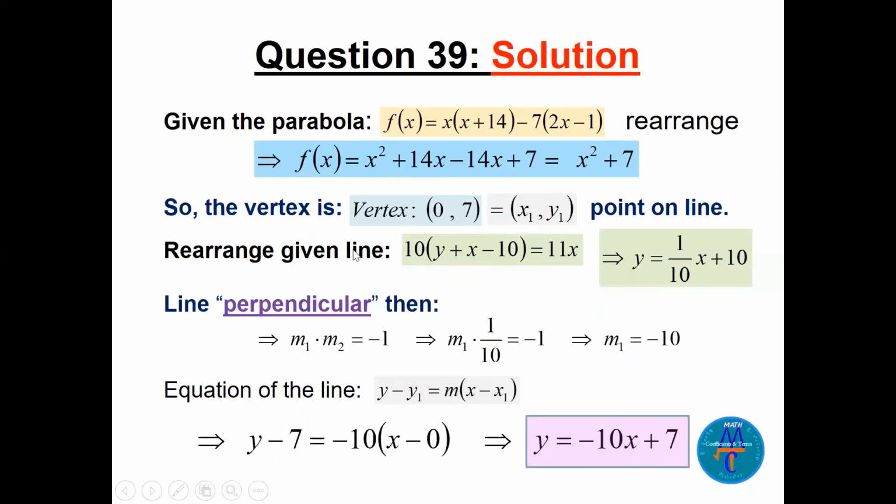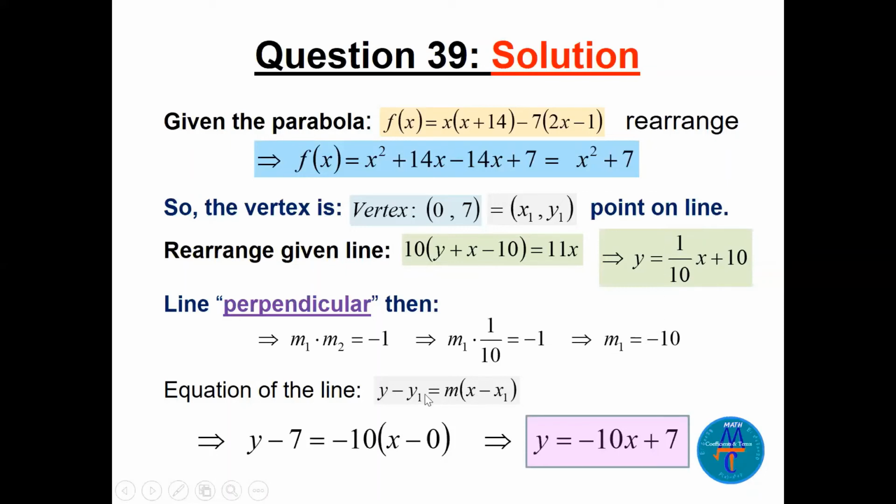Now let's arrange the line. In the question also, these lines are perpendicular. If you arrange the line here, you just multiply: 10y + 10x - 100 = 11x. The y will be 1/10 x + 10. That's the equation of the line. So here we see the slope is 1/10. The lines are perpendicular, so the other slope will be minus 10, because the product should be minus 1.